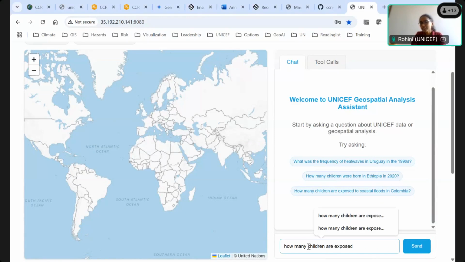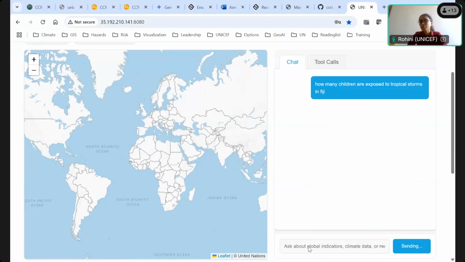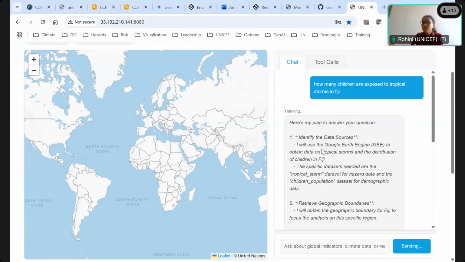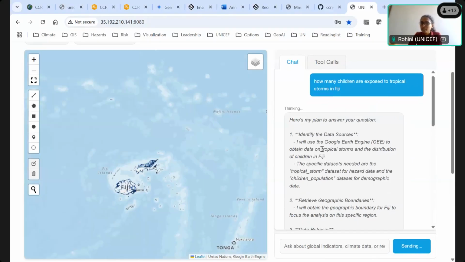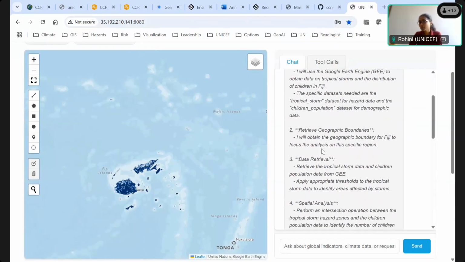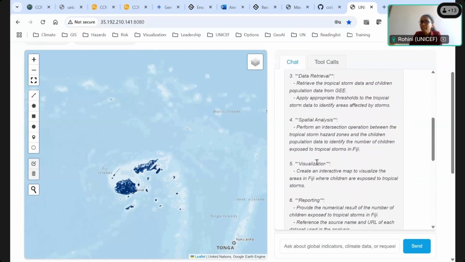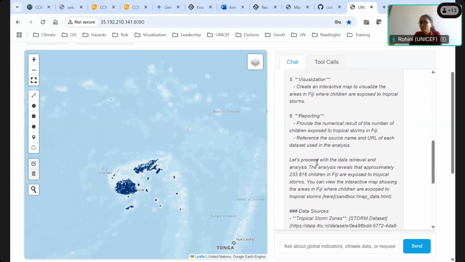I hope it works. So I can come in and ask a question like, how many children are exposed to, let's say, tropical storms in Fiji? And we want it to be as transparent as possible. So you can see with the LLM, we also incorporated agent thinking to try to identify, okay, these are the data sources that I am using. I'm going to retrieve the boundaries because we have to use official data for all of it. And it retrieves the data and does a very quick analysis, like a spatial summary of it, and visualizes it and reports back on how many children are exposed.